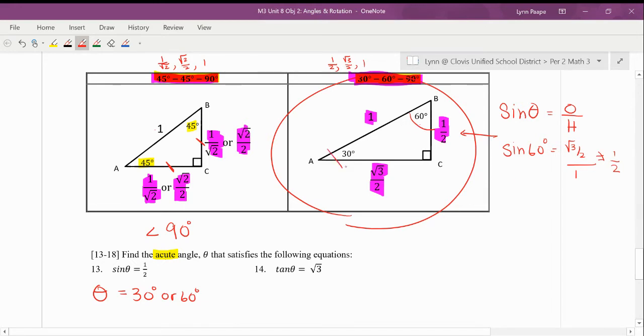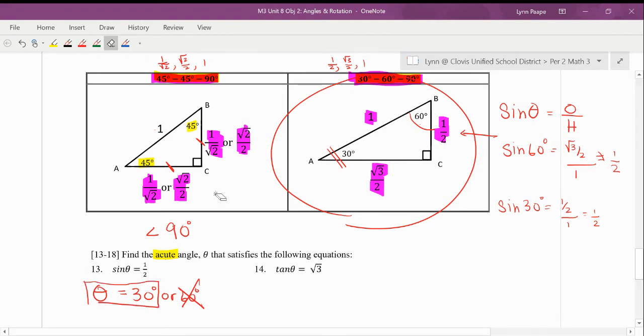So what about the 30? Let's try the 30 degrees. If I did sine of 30 degrees, I do opposite, which is 1/2 over 1, which is 1/2. Okay, so then my answer is not 60 degrees, but 30 degrees.